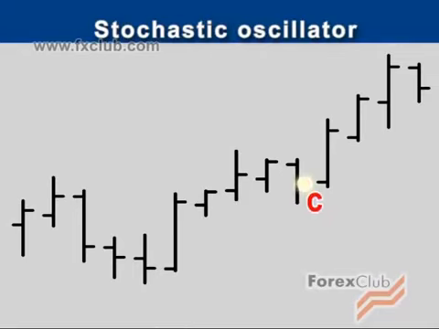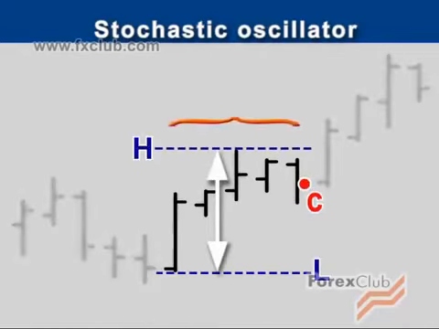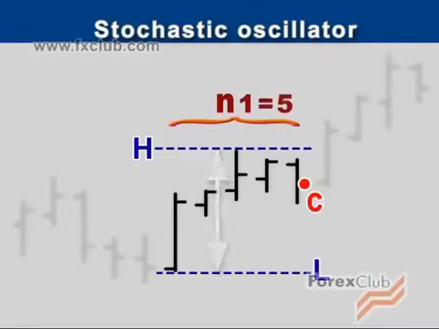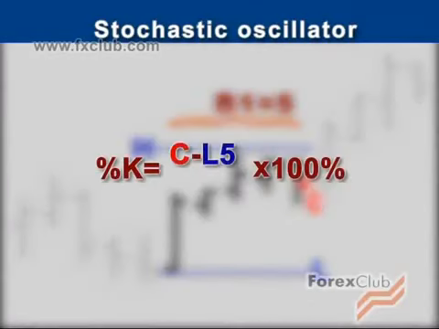Stochastic determines the level of the latest closing price relative to a price range for a certain period of time. This is the indicator's first value, N1. The most widespread period used for this curve is 5 days, or hours or weeks. The formula of this curve is strikingly simple. Here it is.